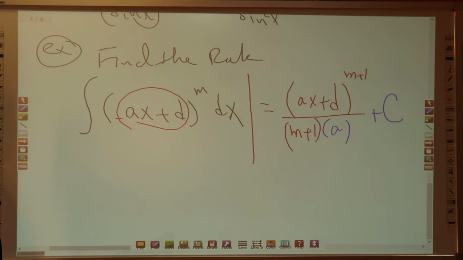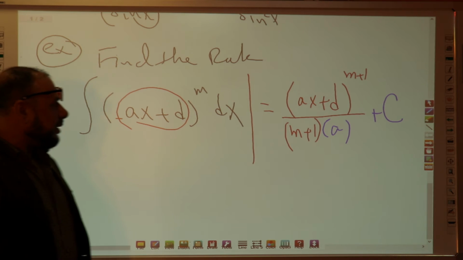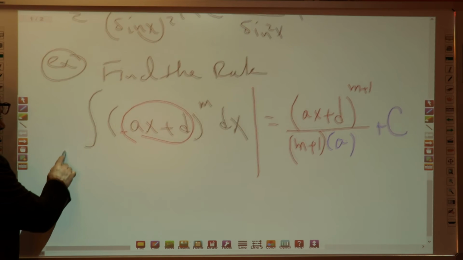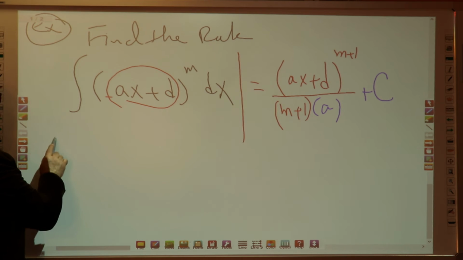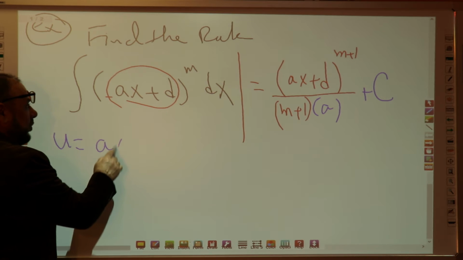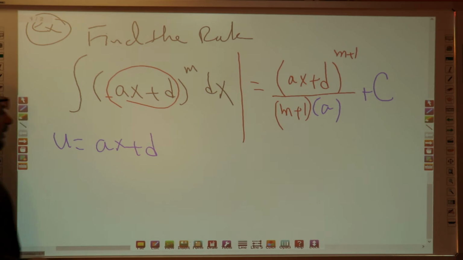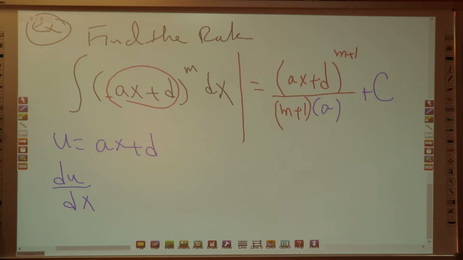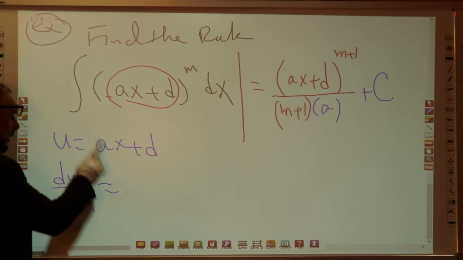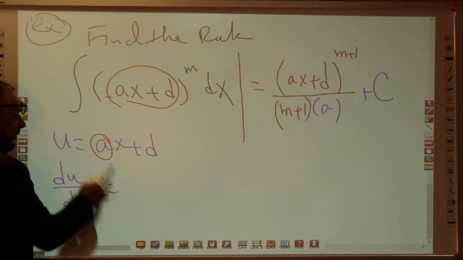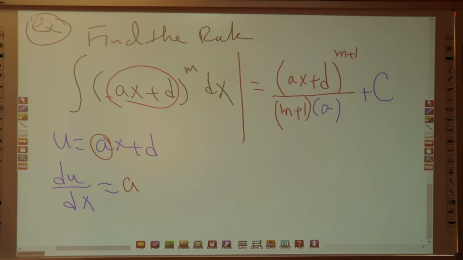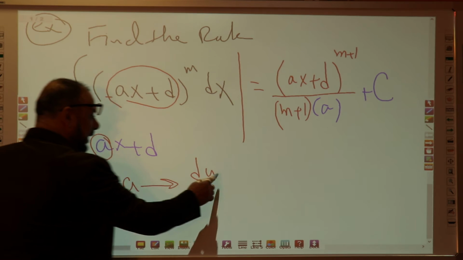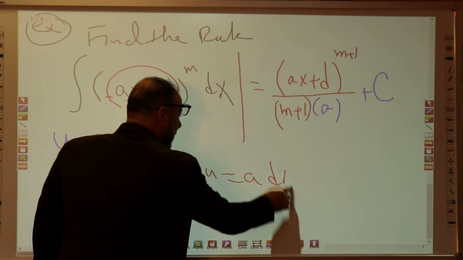What do I have to do now? I need to prove this equal to that. Go ahead. u equals what? u equals ax plus d. Good job. Then du over dx equals only what? The a, right? Go ahead. du equals a dx, right? Good.